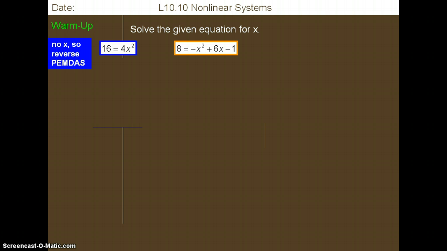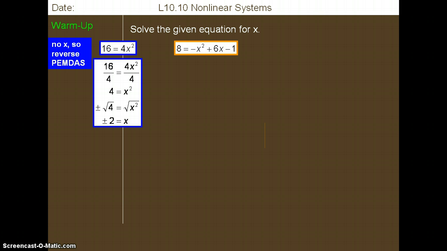In the first one, remember there is no x. In this one, there's just an x squared, so reverse PEMDAS will be more than enough. If we go ahead and divide by 4, we find out that 4 should be equal to x squared, meaning that x is equal to the positive or negative version of 2.